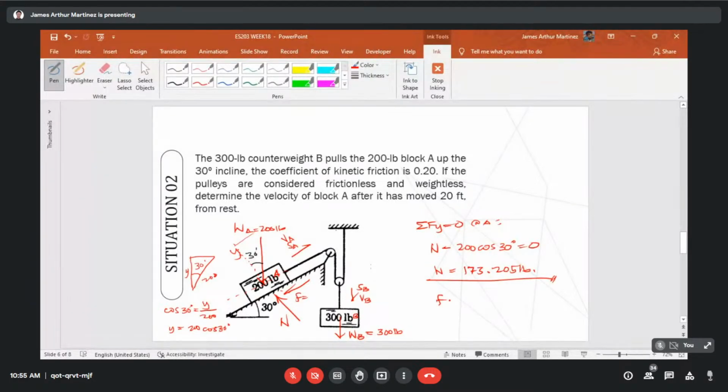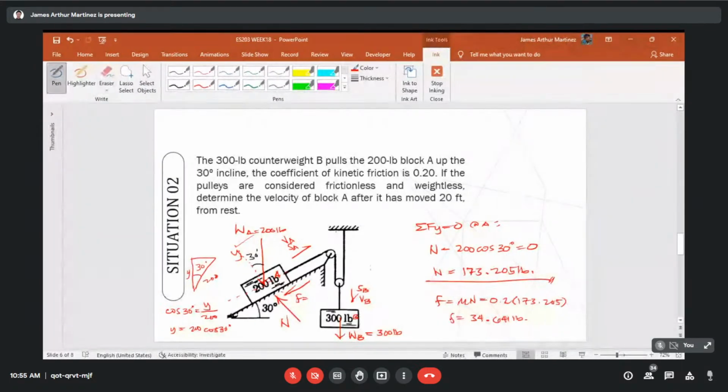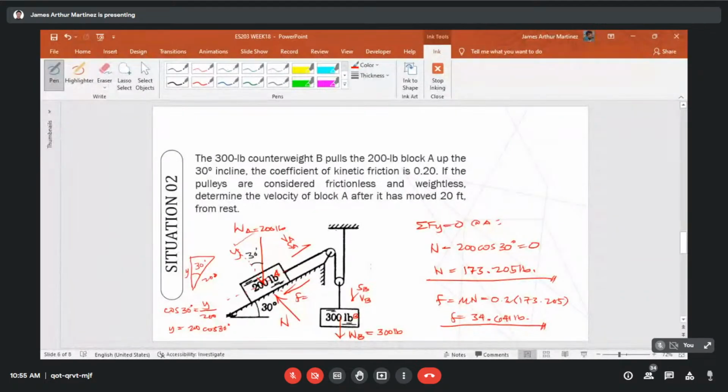Okay? So finally, we can compute for the frictional resistance force since it is just mu multiplied by the normal force. So the coefficient of kinetic friction is 0.20 of 173.205, meaning the frictional resistance force has a magnitude of 34.641.